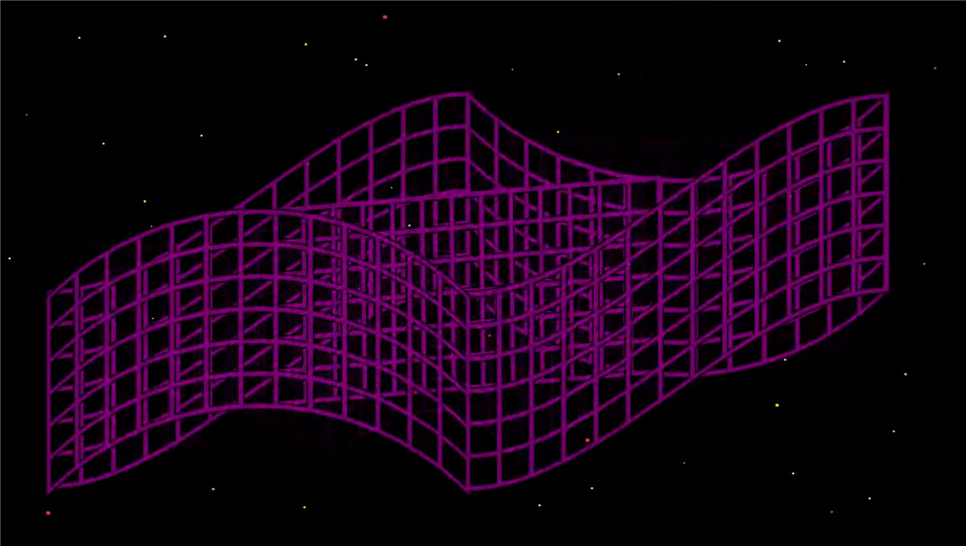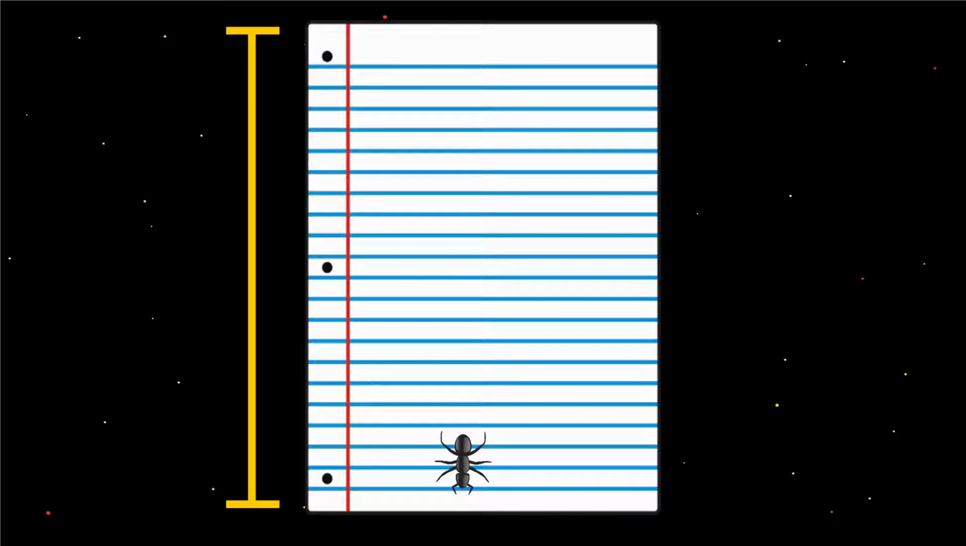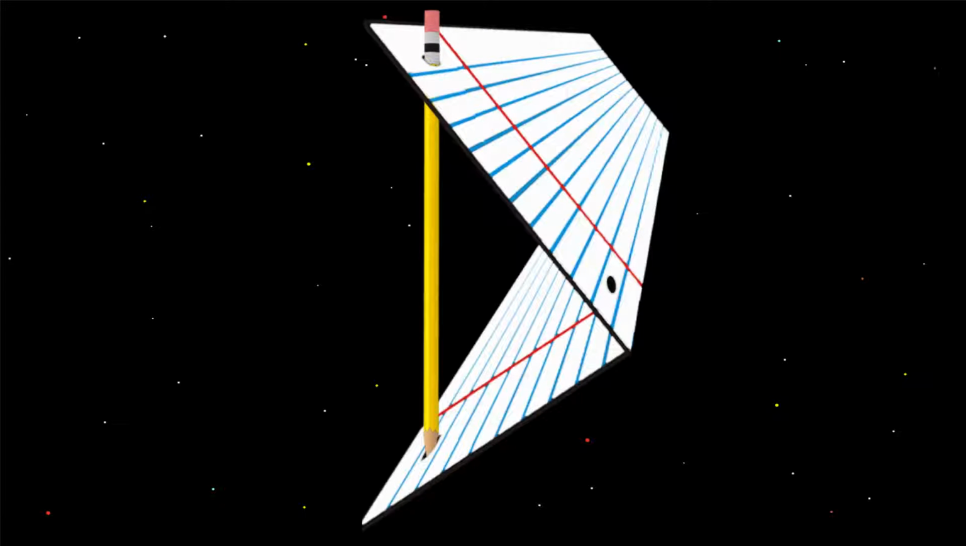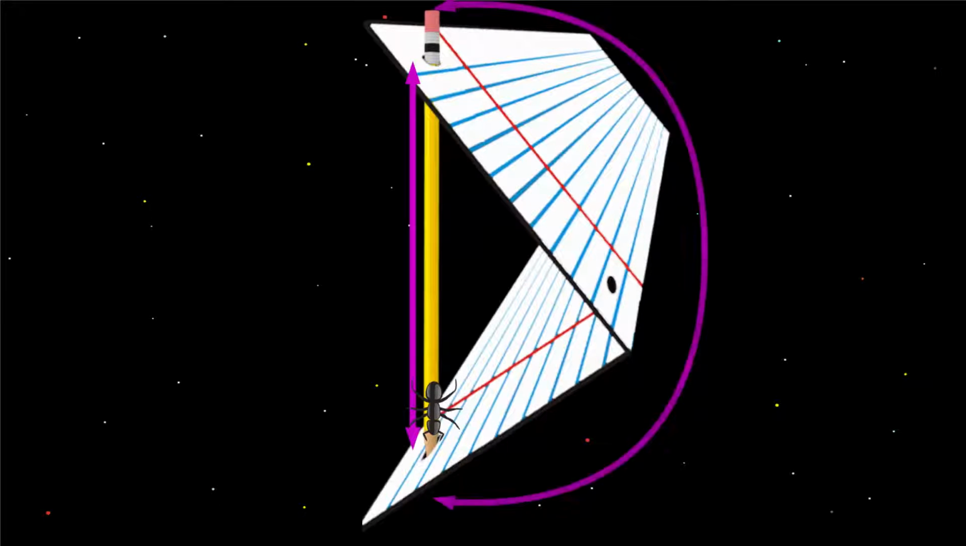So with that in mind, let's say this piece of paper is the universe. If an ant wanted to travel from the top of the paper to the bottom, it would have to walk the entire length of the page. However, if the page were bent like this, and a pencil were inserted through the punched holes like this, then the ant would have a much faster, more direct path to take. That's what a wormhole is. It's a bridge that connects two spatially distant points across some curvature.